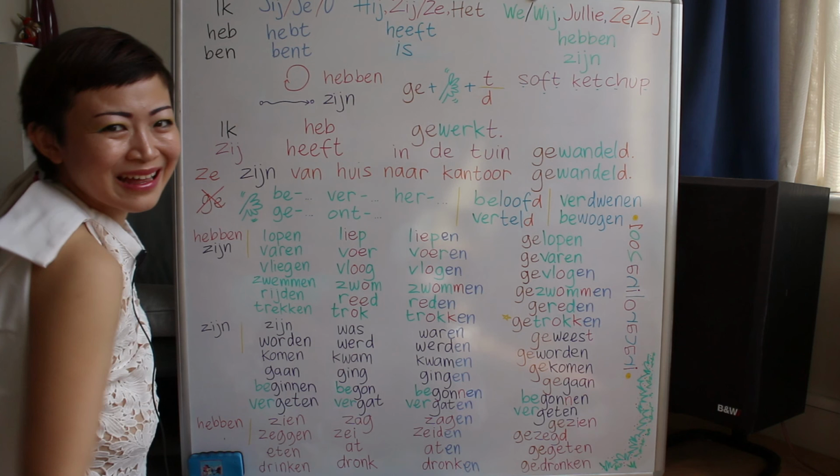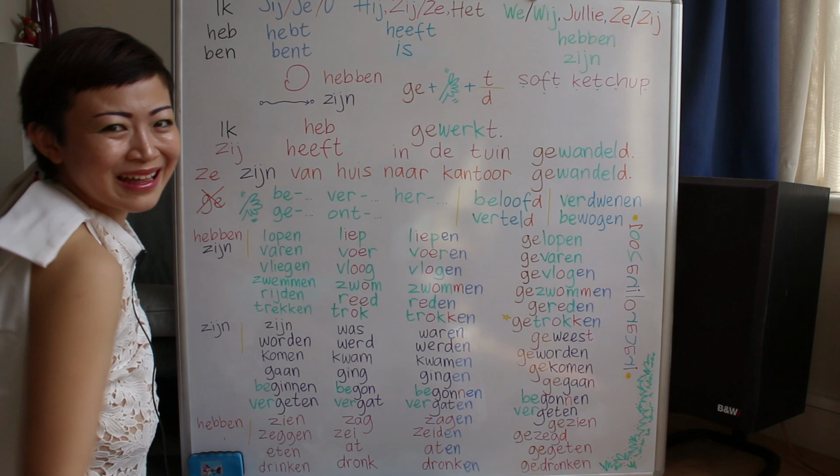And most of the other words work with hebben. Lots of verbs work with hebben. And there's several that work with both, with hebben and zijn. And several verbs work with only zijn. But lots work with hebben, or have, or hebt, or heeft.